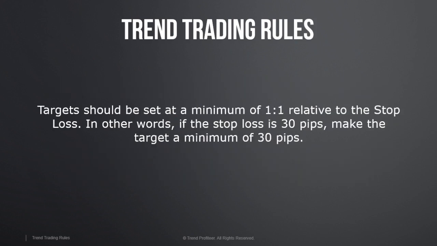So targets should be set to a minimum of 1-to-1 relative to the stop loss. In other words, if the stop loss is 30 pips, make the target a minimum of 30 pips. Now, this is a fairly simplistic guideline at best. So we go into that in a lot more detail in other lessons. But if you have your hard targets set to close the trade, then 1-to-1 really is the minimum.